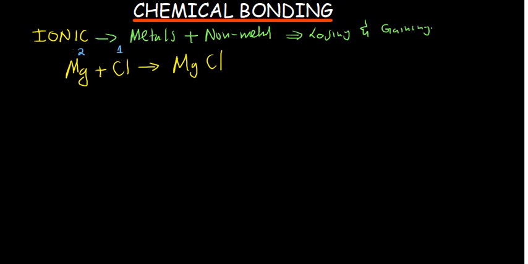What you are going to see in this case is the 2 on magnesium is going to come down here, and then the 1 on chlorine is going to come here. But for 1 we don't show it. So I'm just going to write this. This is the symbol for magnesium chloride.